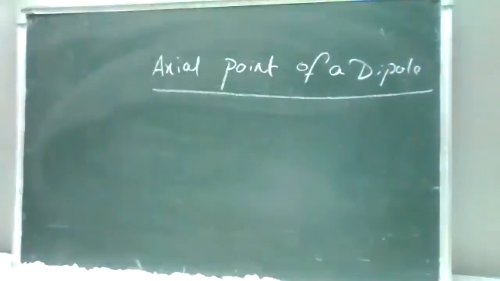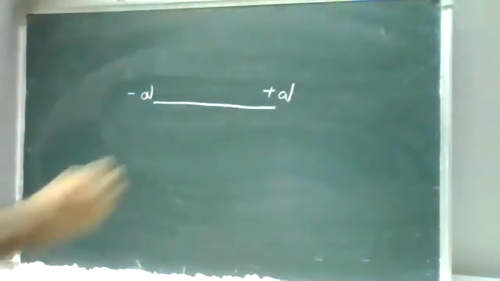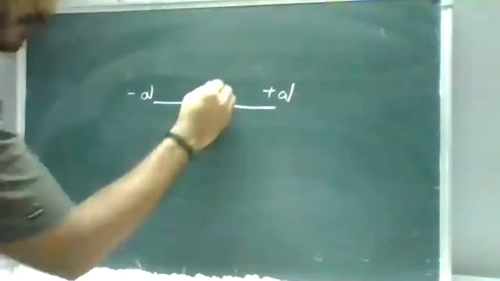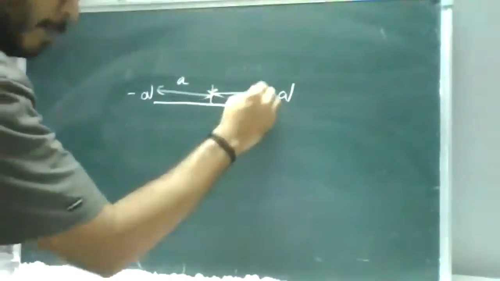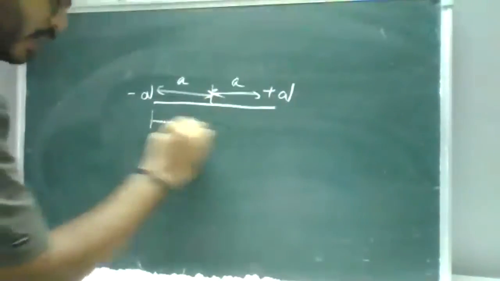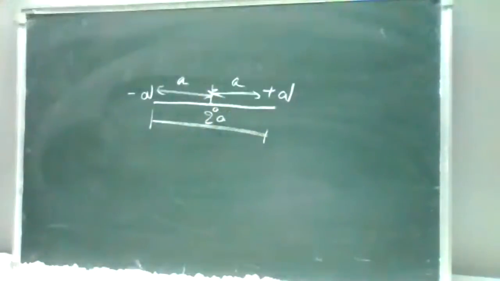Now, slowly I'll explain. If you have doubts, you can ask me. When we're discussing the axial point of a dipole, first of all I'm taking a dipole, which is nothing but minus Q and plus Q. They are separated from the center point by distance a on each side, so the total distance is 2a. It is your dipole. We already know this.